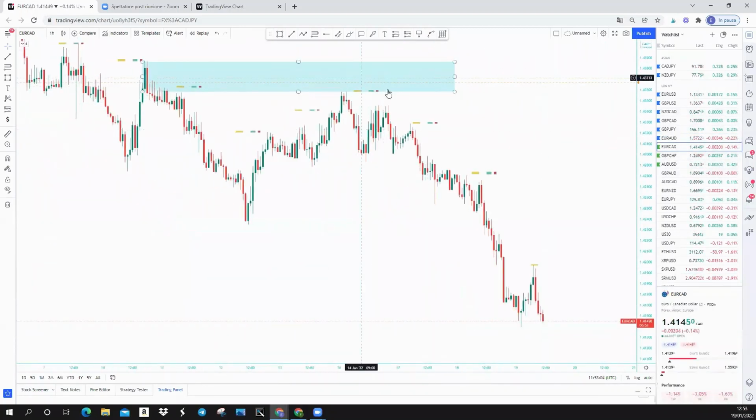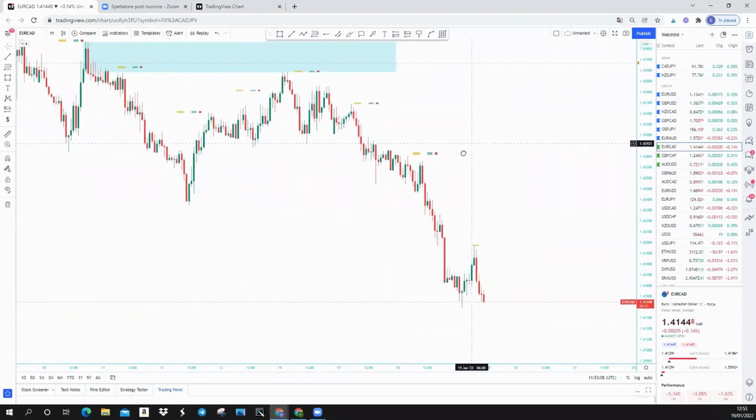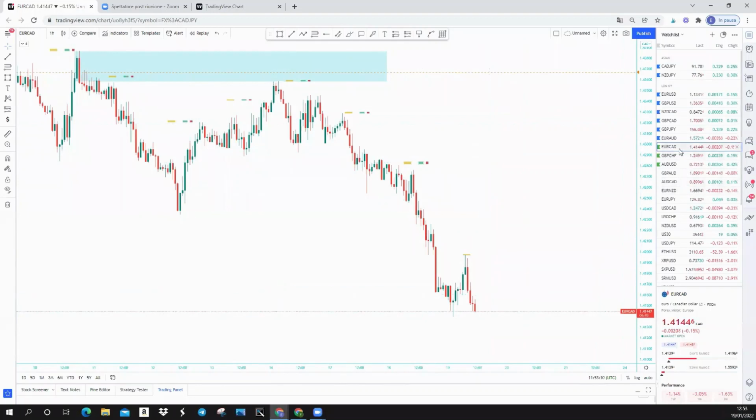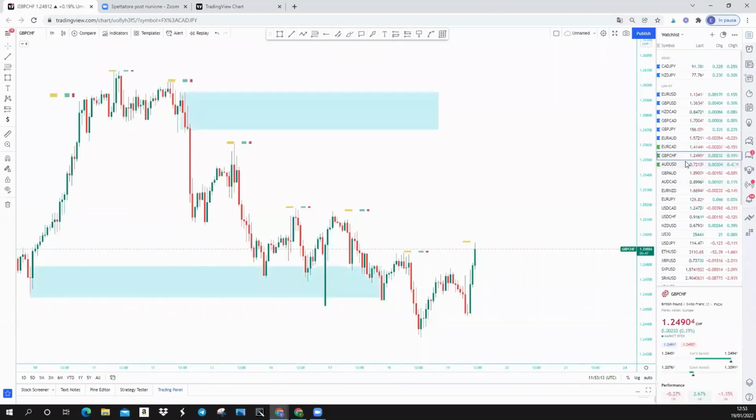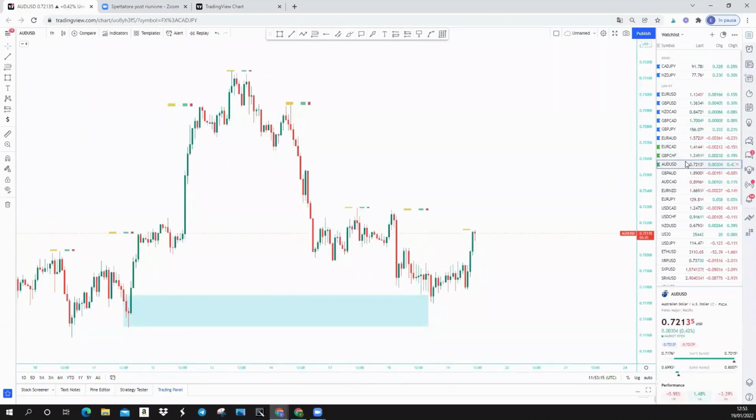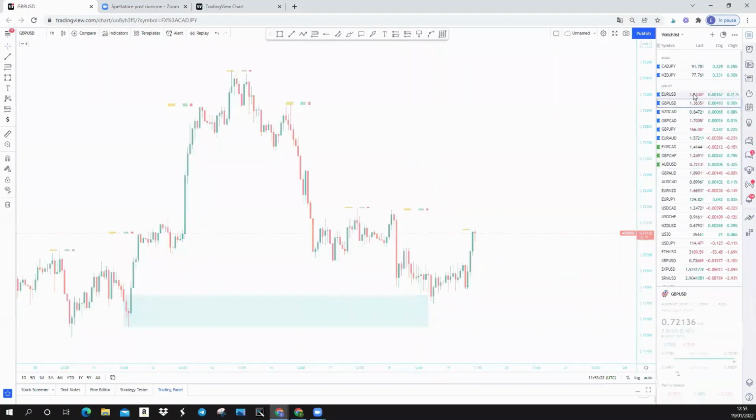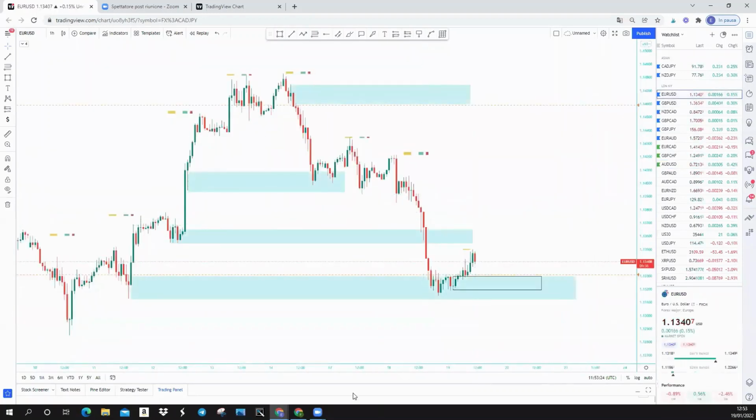EUR/CAD, missed this opportunity from up here. As you can see, we didn't reach my alert. Could have been a nice trade, but anyway. GBP/CHF not interested, and AUD/USD, it's a good area and could have had a good opportunity, but I'm more interested in GBP/USD and EUR/USD.